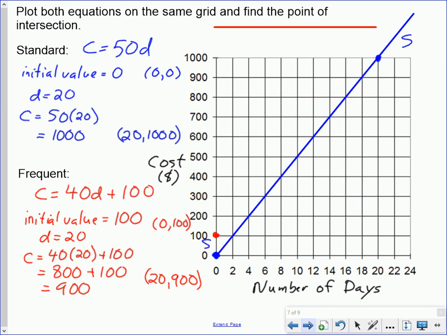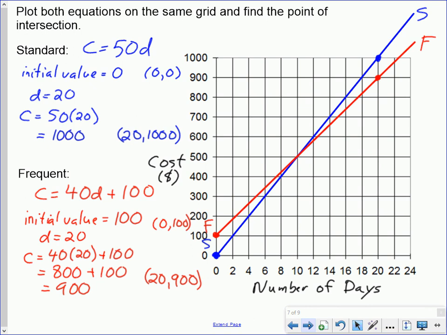So let's add that point to our graph right here. Take out your ruler, and let's draw our line. There we go. And we're going to label this. This is our frequent plan, so we'll label this F. And we'll label this F. Move that S up a little bit to make it a little bit more clear.